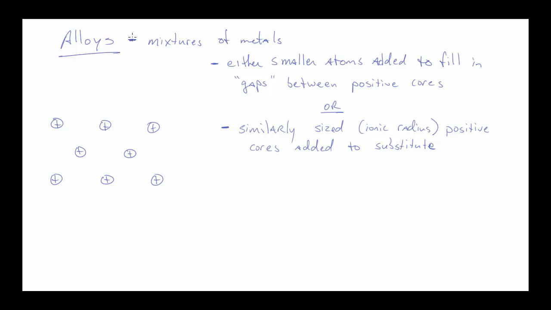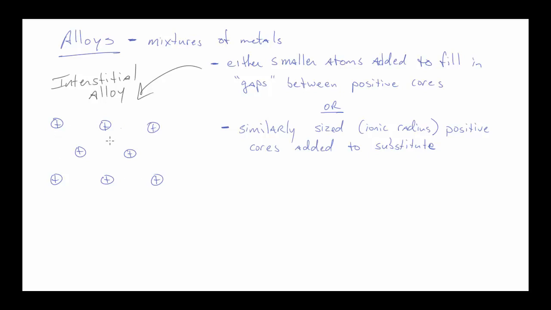We can create two different kinds of alloys. The first one, what we can do is add smaller atoms in to fill the gaps between the positive cores. I've got the positive cores drawn on the left-hand side of the screen, and by the way, this is called an interstitial alloy. Inter should make sense because it's between the positive cores. So in an interstitial alloy, we're going to put in those small atoms to fill in the gaps.